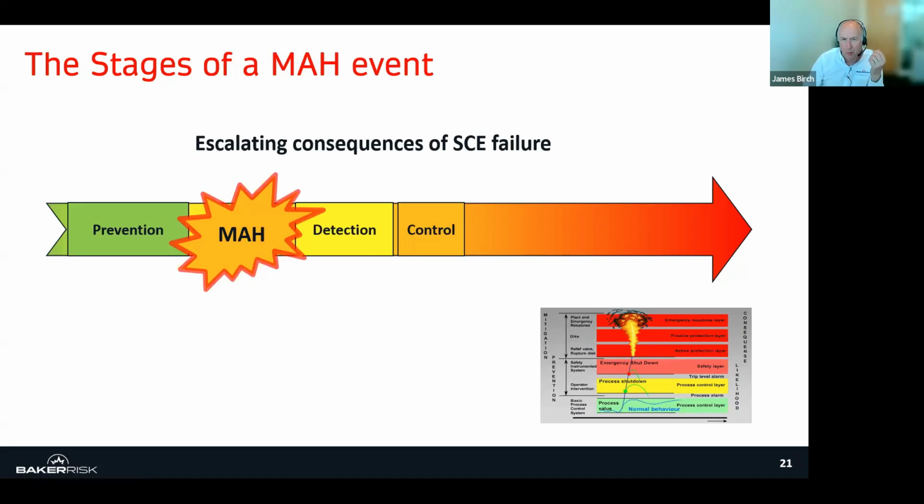If that doesn't work, we're moving into mitigation. The event has happened, we're trying to ensure that it stays small. We're trying to reduce its effects. But finally, if we fail at that, we are talking about emergency response.